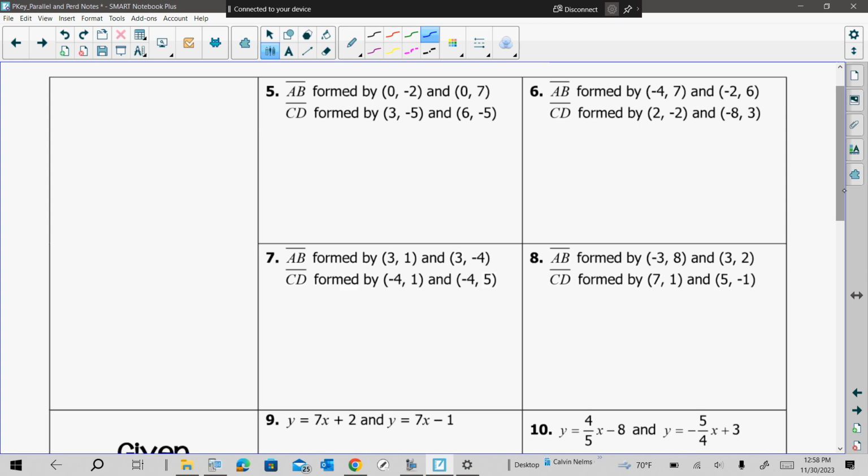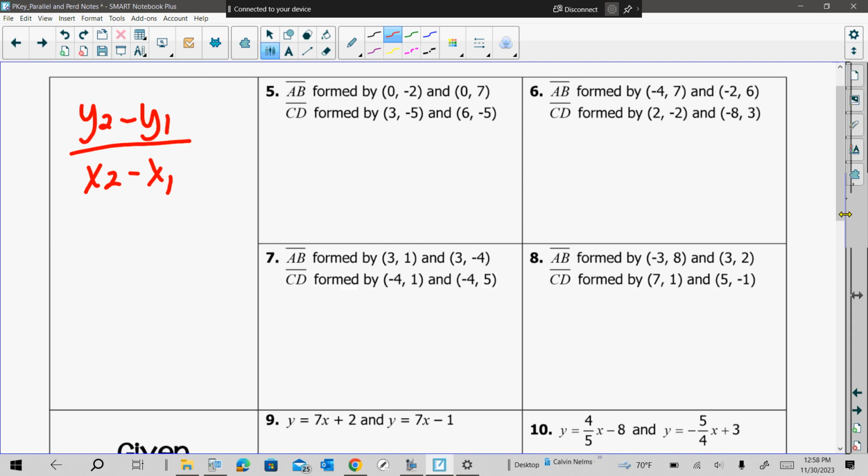I'm going to check this page. The 5 through 8 is what we just did previously using the slope formula. So you're still going to do y2 minus y1 over x2 minus x1. But then the bottom half, this is what I want to get to.